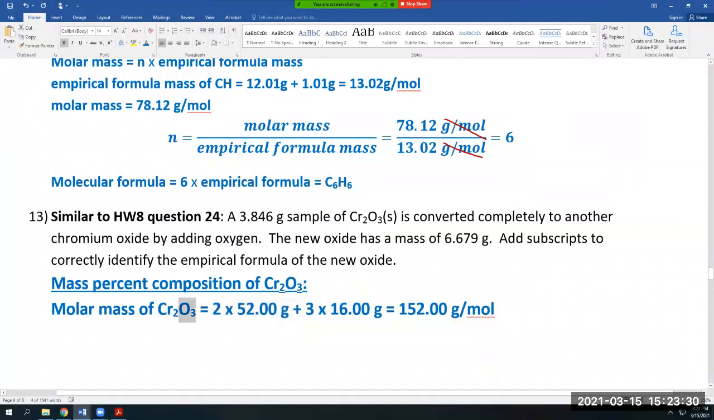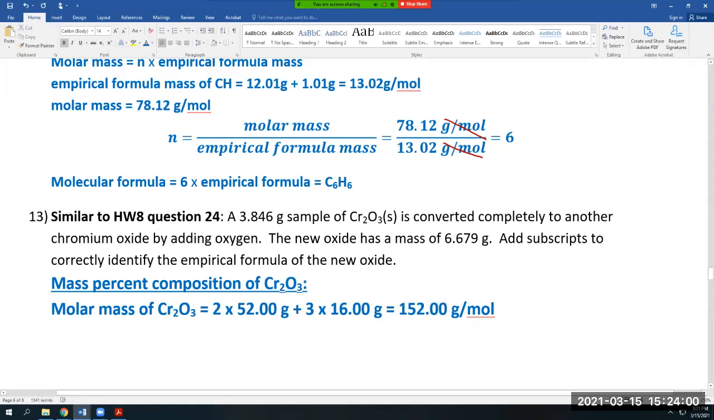And we have 3 oxygen. So we'll add 3 times the molar mass of oxygen, 16.00. And so that leads to a total of 152.00 grams per mole. So here it is important to keep all the decimals. The periodic table gave 2 decimals for each molar mass, and we are adding them. So we keep 2 decimals in the end for the molar mass of Cr2O3.